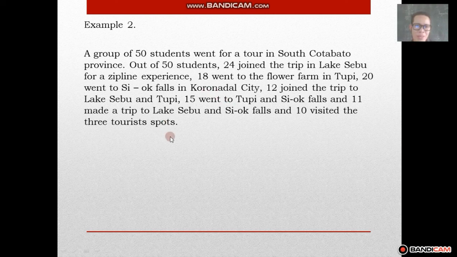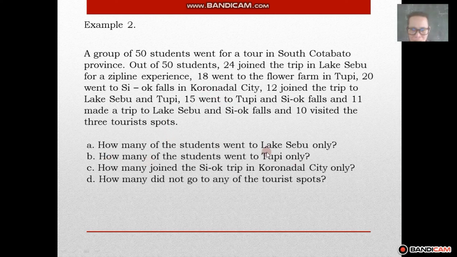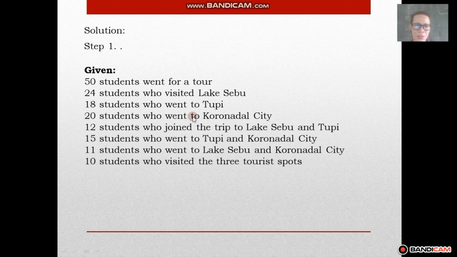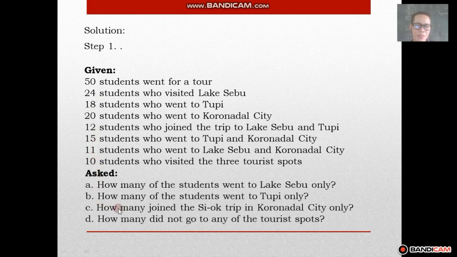Alright? Now, applying step 1. These are the things being asked. Right? So we will do the same. We will apply the steps. Step number 1, determine what are given and what are being asked. So these are the things that are given. And these are the things being asked. Alright? Okay, step 2. Illustrate using a Venn diagram.